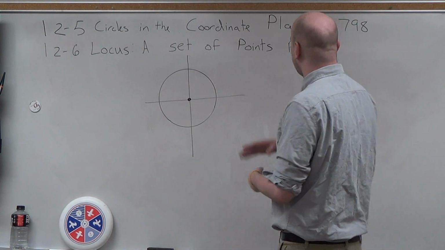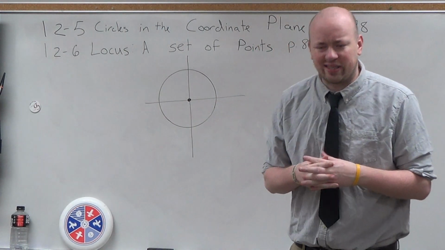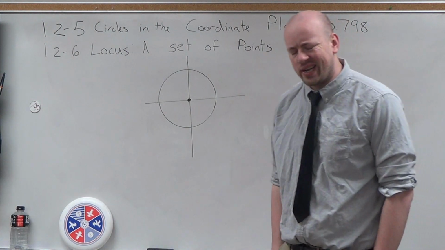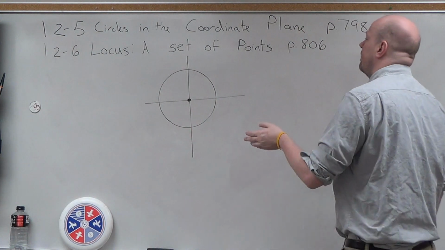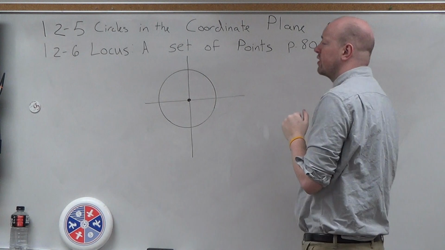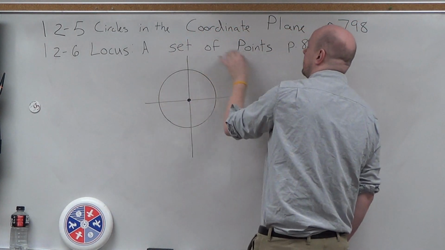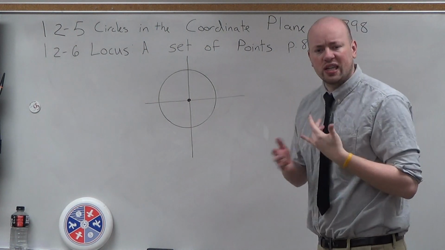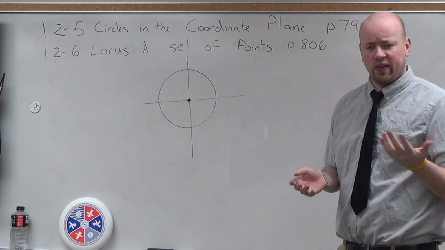This is my first video where I've combined two sections. You guys know in the past that sometimes the section's pretty short, and I usually just try to combine them both into one day. Same thing here. So today we're going to do 12-5, circles in the coordinate plane on page 798 first, and then we'll get to 12-6, locus, a set of points on page 806. I'll let you know when that's about to come, so if you want to just wait on writing that heading in your notes, that's fine.